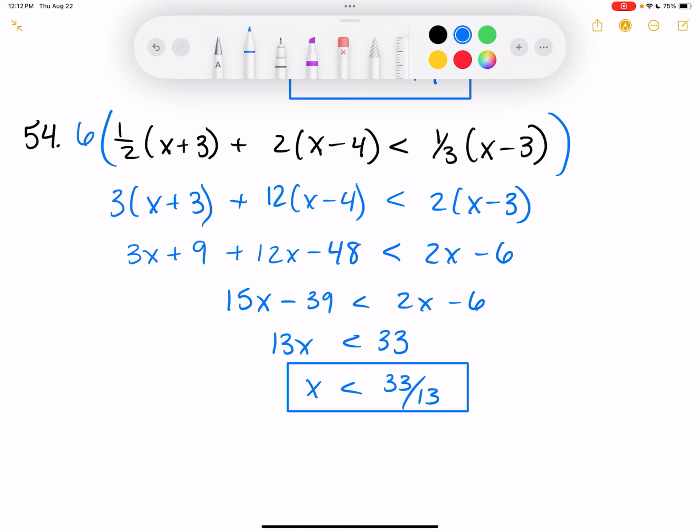So I did the same thing I did in the previous problem. I multiplied the entire thing by 6 to get rid of those fractions. Multiply both sides. I was going to multiply the parentheses by accident by 6 instead of just the stuff in front, because it's being multiplied. And then distribute, combine like terms, move stuff around, and you get x is less than 33 over 13. I made that so hard.